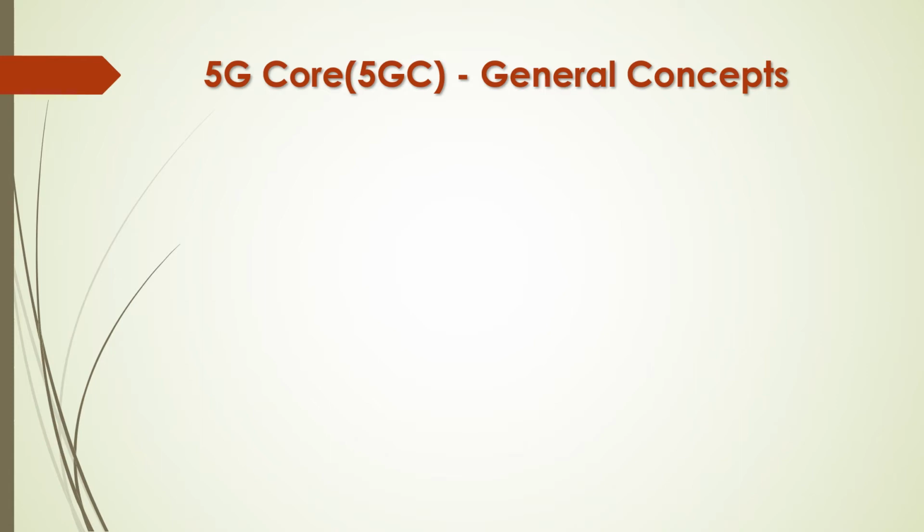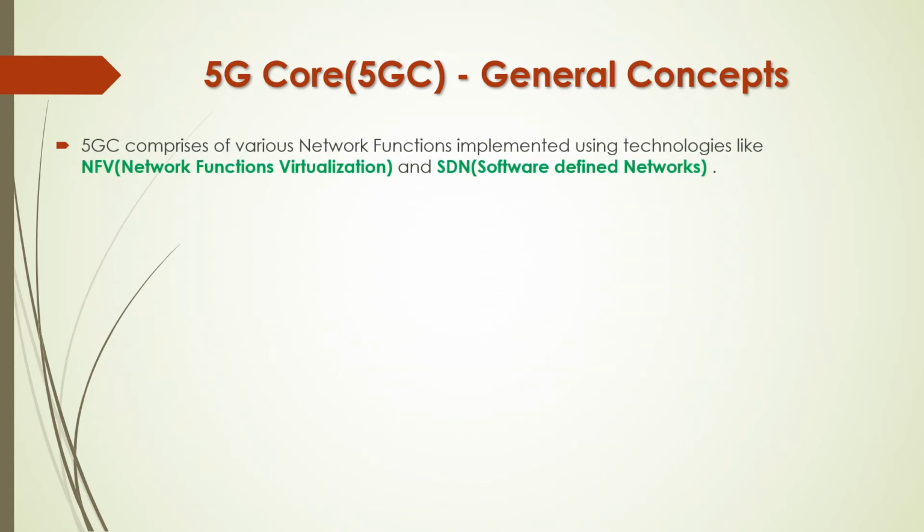So the second component of the 5G network, which is the heart of the 5G network, is the 5G core. There are certain general concepts related to the 5G core. First, the 5G core comprises various network functions that are implemented using technologies like network function virtualization and software defined networks. So the 5G network functions are not literally hardware nodes. They are basically virtual network functions built on COTS hardware, commercial off the shelf hardware. And the network for this particular core is defined by SDN, software defined networks.